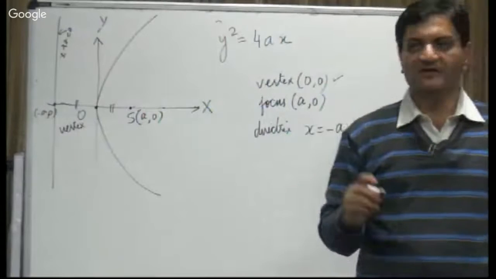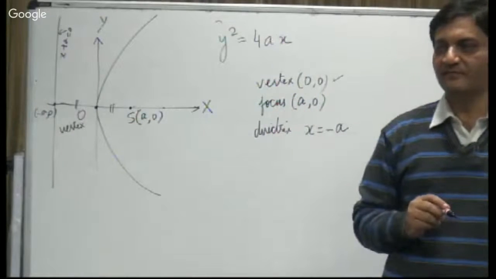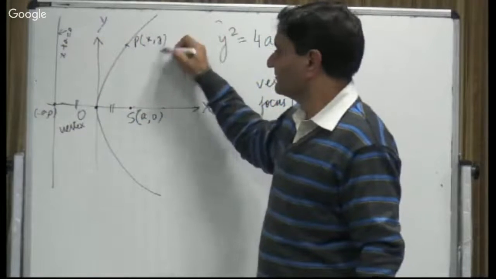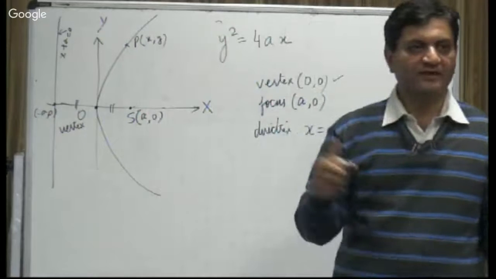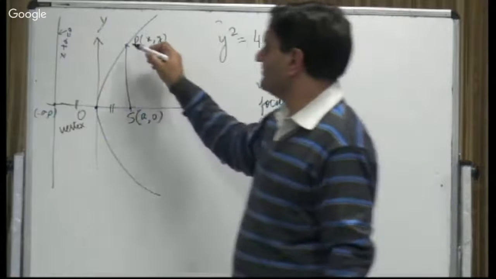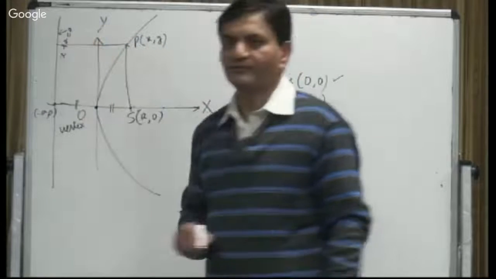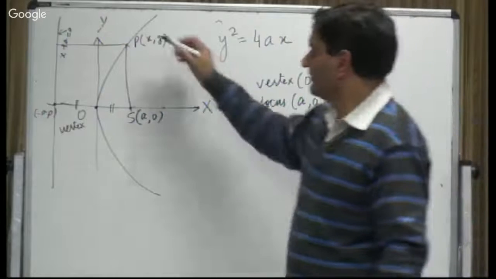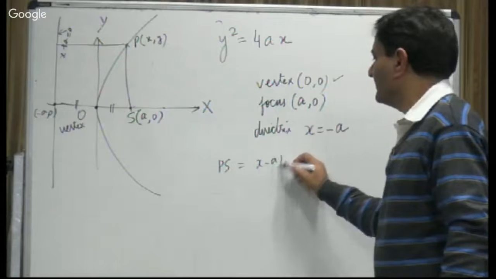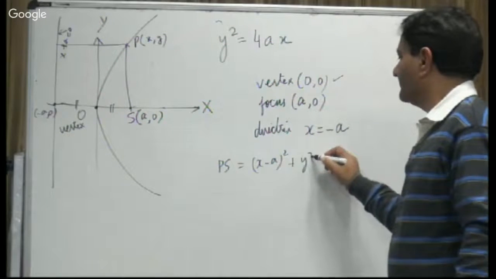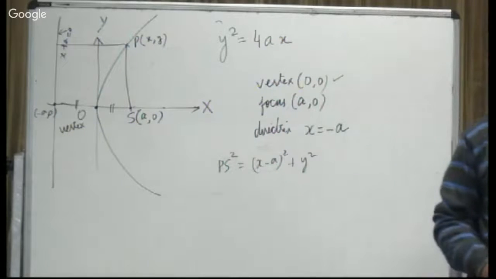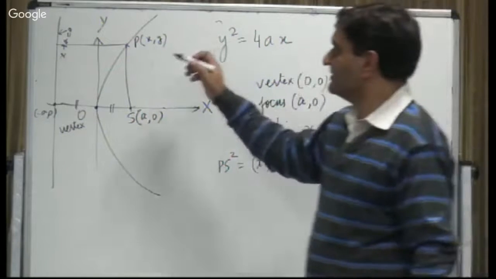Now how to obtain the equation of the parabola in this standard form? Take an arbitrary point x, y. Find its distance from the focus, and find its distance from the line directrix, and equate the two. What is the distance PS? PS is the square root of x minus a whole square plus y square. So I can just write PS square.